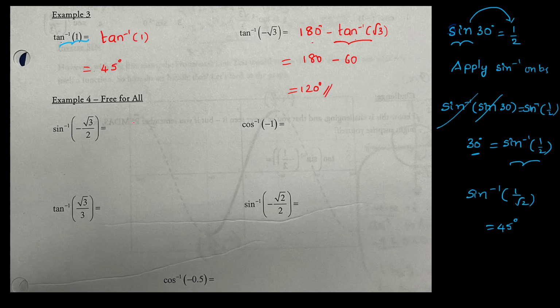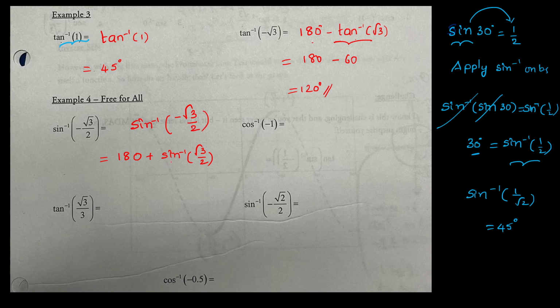Sin inverse of minus root 3 by 2. Before going to the problem, first of all we have to remove the minus symbol. Now tell me in which quadrant sin is negative? Third and fourth. Because in the first quadrant all are positive, in the second quadrant all silver, meaning sin is positive. In the third and fourth, sin is negative. And what is the nature of the third quadrant? It is 180 plus theta. So I can write this sin inverse of minus root 3 by 2 as 180 plus sin inverse of root 3 by 2. Minus we have to remove now.